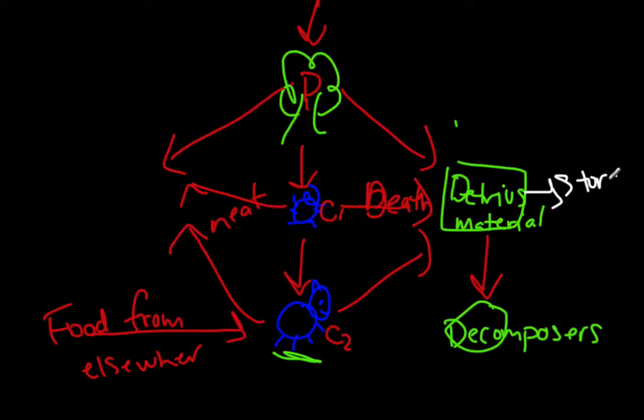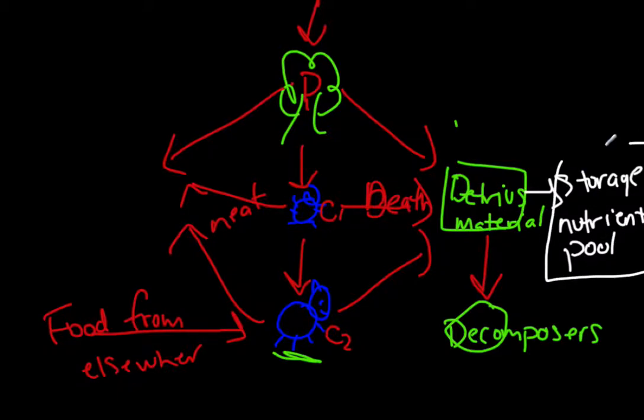So this is our storage, our nutrient pool. I'm going to box that guy up. So we have our storage and our nutrient pool. And this is also going to leave, it's going to be exchanged with other systems around it because of wind or even water. So we've exchanged energy and we've exchanged materials with the system around it.